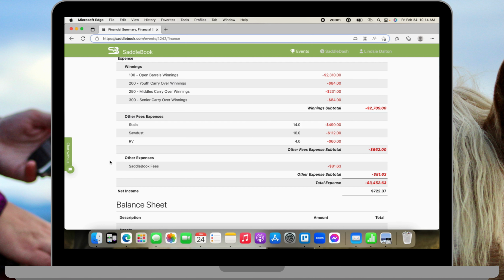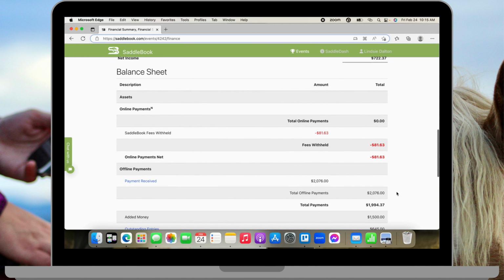Another expense that is listed is your saddle book fees. And if you were to take online payments, which in this race we did not, it would also list your total credit card processing fees. But for now, we'll just focus on our saddle book fees. It will bring you the total cost, and that would be your total expense, which in this case is $81.63. Your total expense for your event is $3,452.63, leaving your total net income, so that is your income after expenses, $722.37.